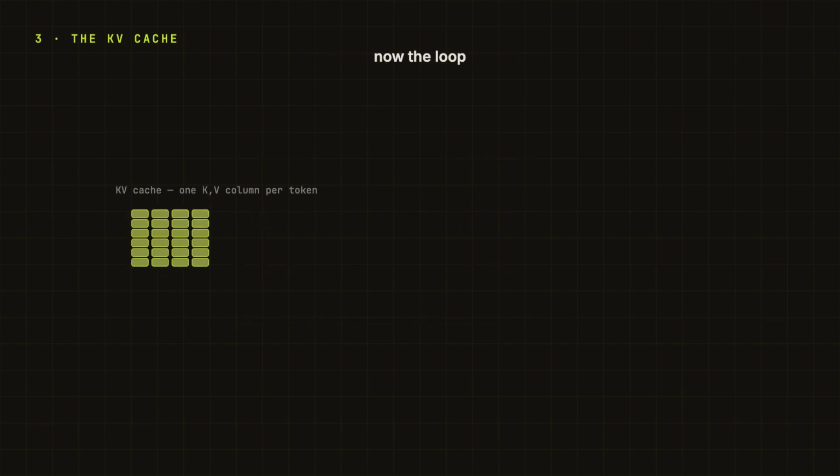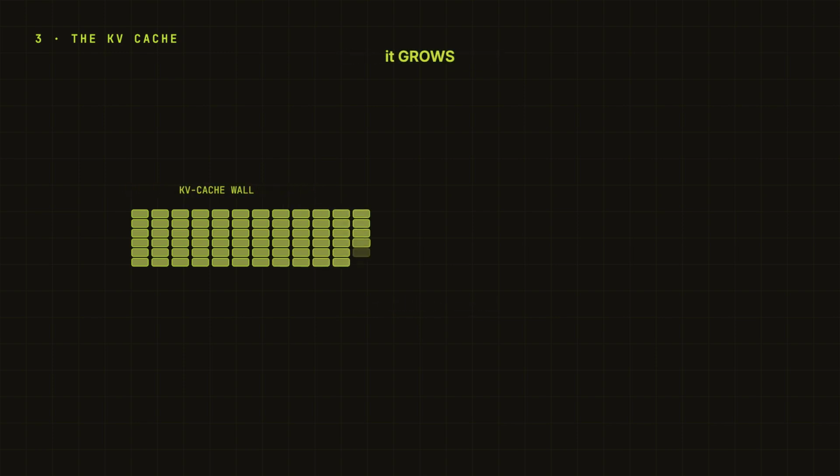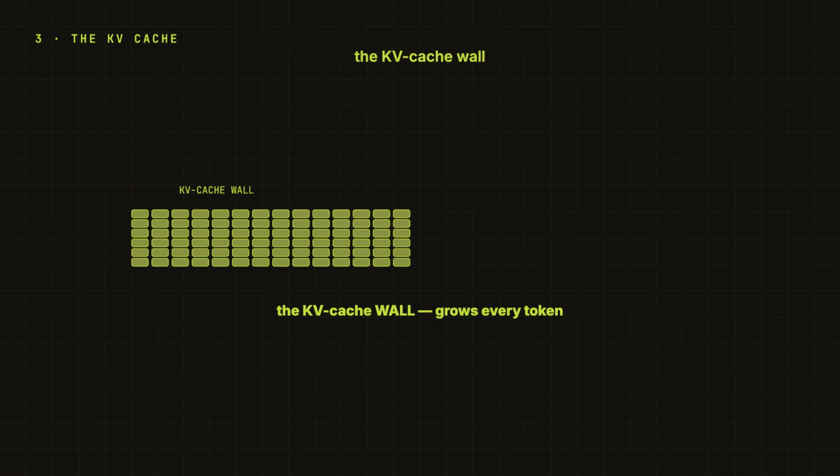So now the loop is complete. Decode reads the KV cache, predicts one token, appends the token's own K and V to the cache, and repeats: read, predict, append, read, predict, append. And here is the catch that sets up the entire rest of the video. The cache is not free, it grows. Every token we add, prompt or generated, adds more state to that wall.